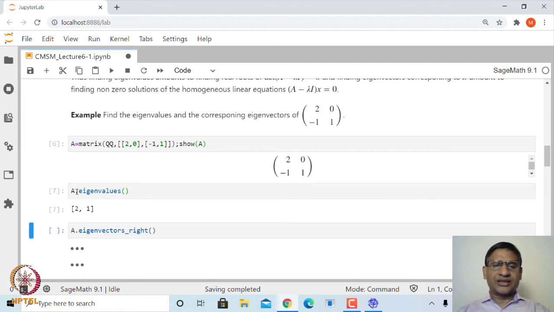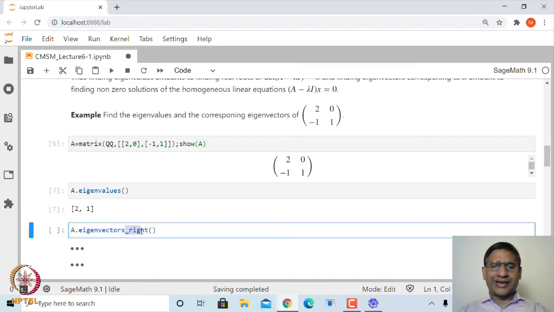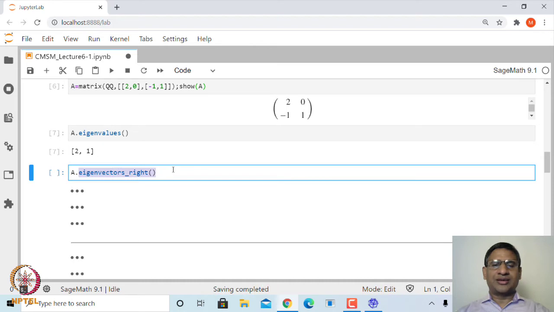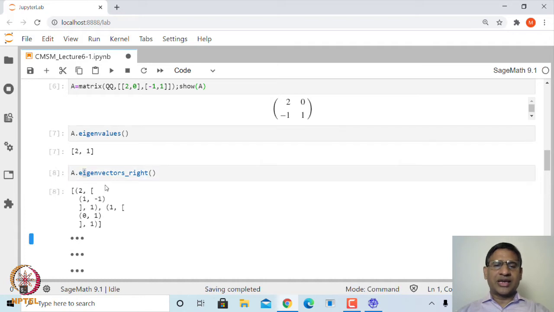Now, let us find eigenvectors. Instead of A dot eigenvalues, if you say A dot eigenvectors, there is a notion of right and left. Generally we write A V equals lambda V, that means V is multiplied to A on the right hand side, so it corresponds to right eigenvectors. So, let us find A dot eigenvectors underscore right, and this gives you this output, which means that 2 is an eigenvalue and minus 1 comma minus 1 is an eigenvector, and this 1 says how many times this particular eigenvalue has appeared.